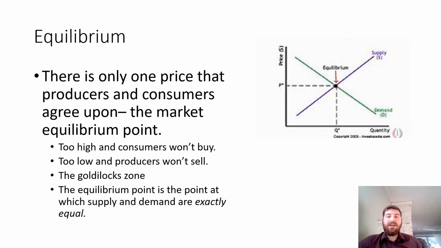Now, with this equilibrium, it is not a perfect price. Not everyone will be happy. There will be many producers who would rather sell it at a higher price, and there will be some consumers who won't buy it at all because they want it at a lower price. But the equilibrium is the point where the most number of producers and the most number of consumers will agree upon and will sell exactly the same amount of items that people will buy.